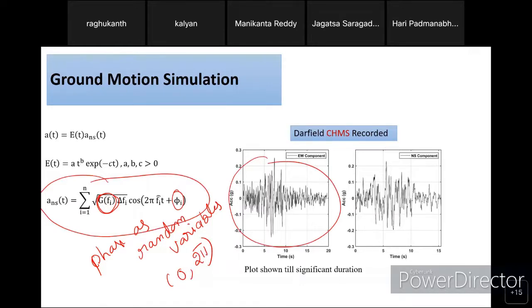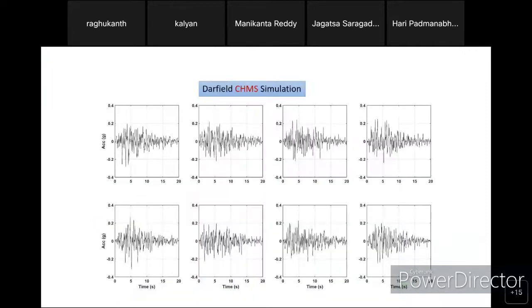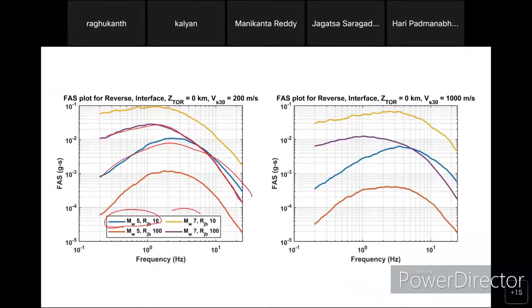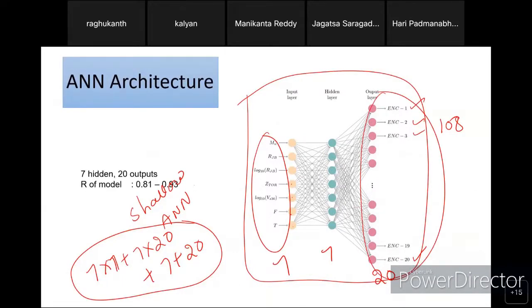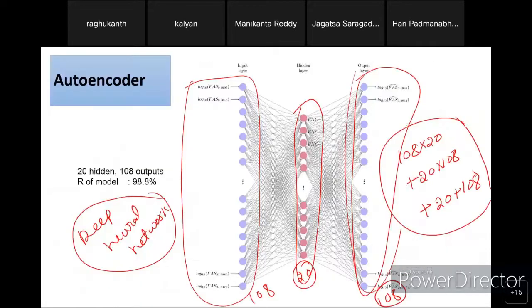So this neural network is something, if I give magnitude, distance, VS30 and all other details, I will predict these auto-encoded values, and these values I will use here, and then I will get my Fourier amplitude spectra. Once the Fourier amplitude spectra is done, I will simulate a time history. So this is a simple combination of deep or shallow neural network to simulate a time history for a given magnitude, distance, site condition, and of course tectonic and the focal mechanism actually, okay.